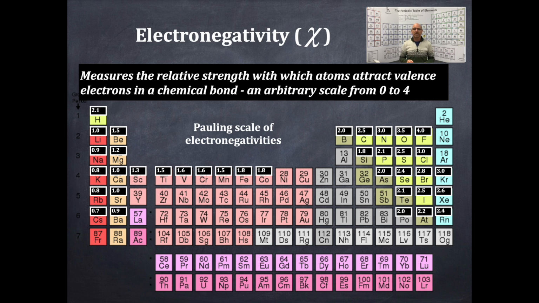Okay, so the first thing is, what is electronegativity? Electronegativity measures the strength at which atoms attract valence electrons in a chemical bond. So in order to have electronegativity values and have them play any kind of role, you have to have a bond with another element. It's an arbitrary scale from 0 to 4. This is the Pauling scale of electronegativity values.